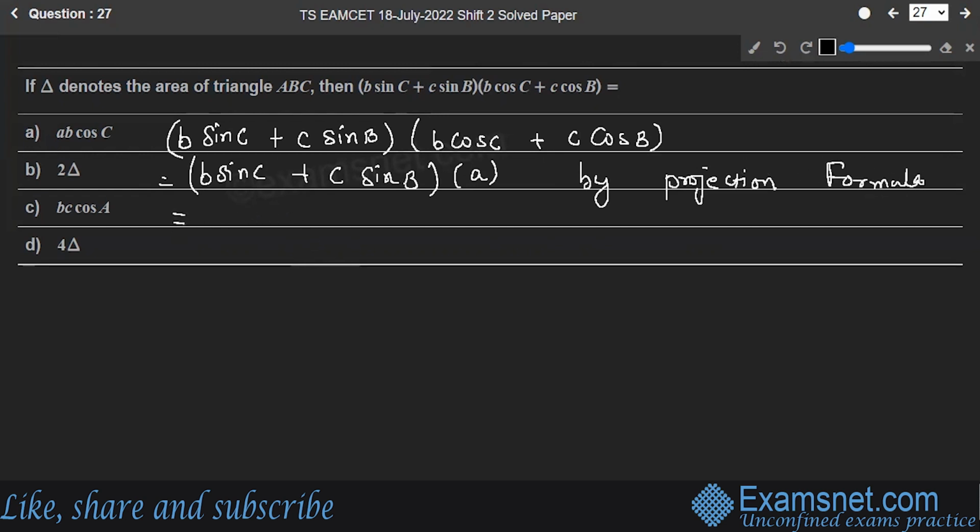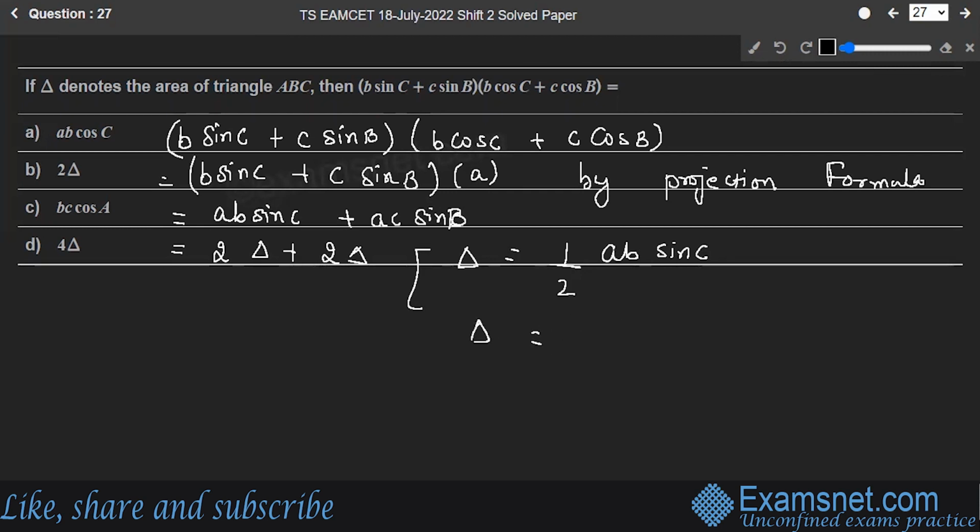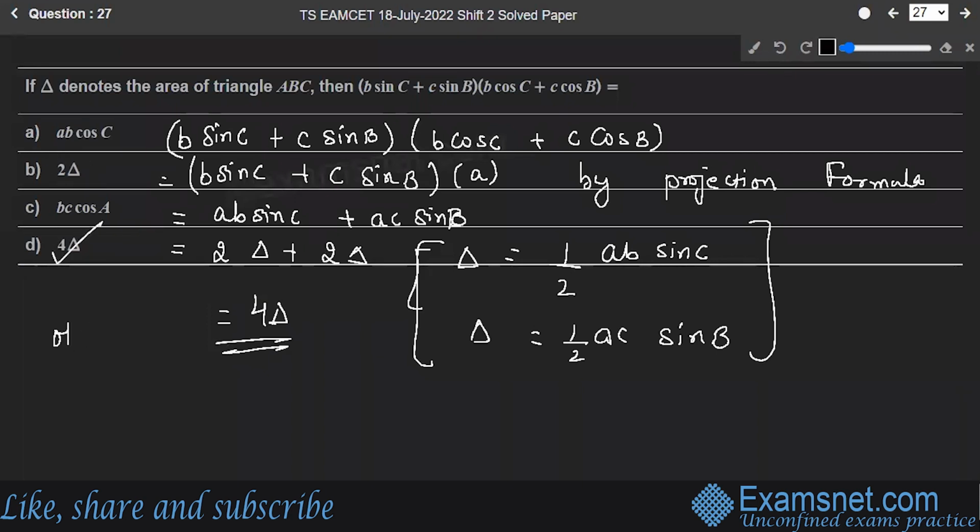Which is equal to AB sin C plus AC sin B, sorry. That is equal to 2 delta plus 2 delta. Now why? Because delta is equal to half of AB sin C and delta is also equal to half of AC sin B. That means 4 delta is the answer to the question. Option D.